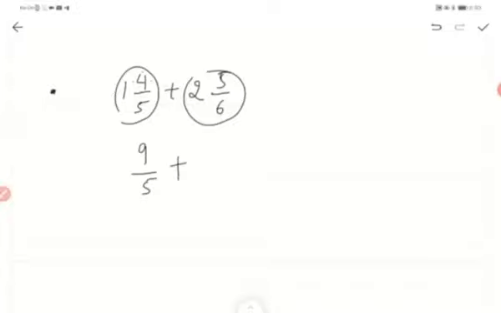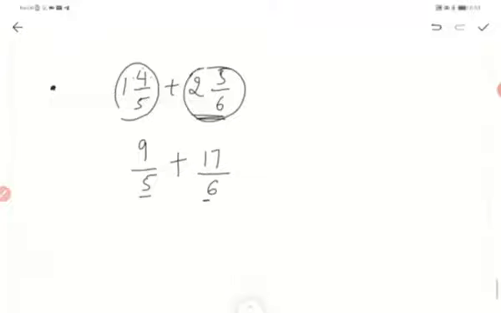Now tell me what is the improper fraction of this. Pause my video and do it and tell me. So I hope you have done it. Verify yourself. 6 2s are 12, 12 plus 5 is 17. 17 by 6. So now your denominators are different.